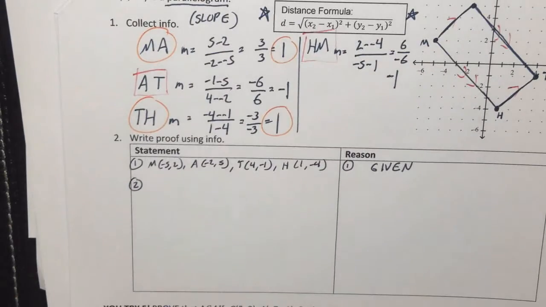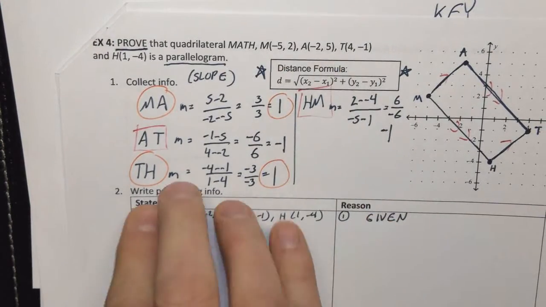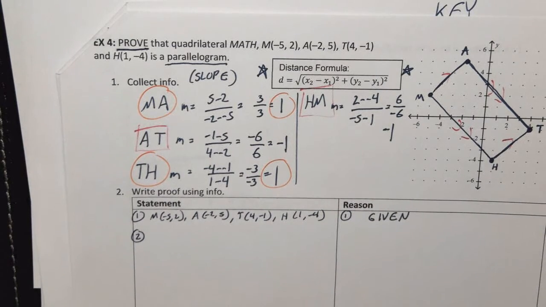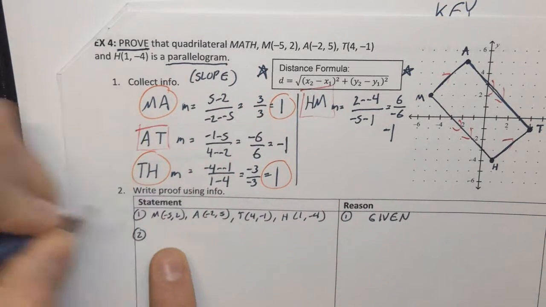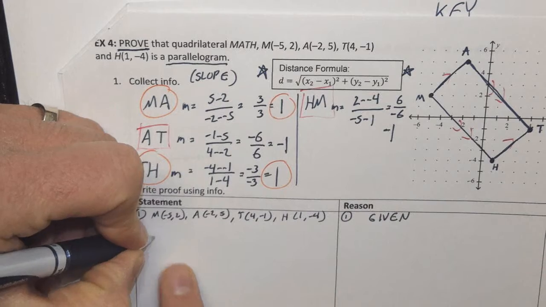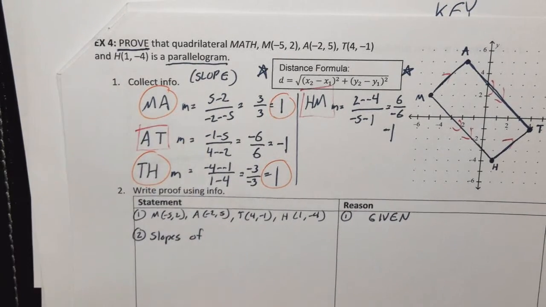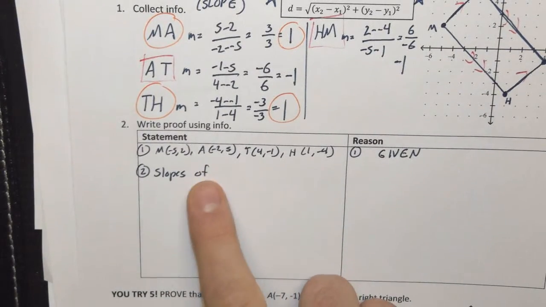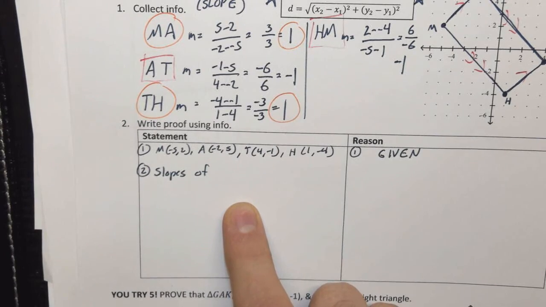As usual, your proof is going to start with your given information, and the only information we started with was these ordered pairs. So I've got my list of ordered pairs and I've got the term given already put in there. Okay, so now step number 2, this is where you're going to collect that information, and we already did the work for it, so what we're going to do is talk about slopes. Alright, so we have my label right here, slopes of, and I'm going to just make a big list of all the slopes that I calculated one at a time.